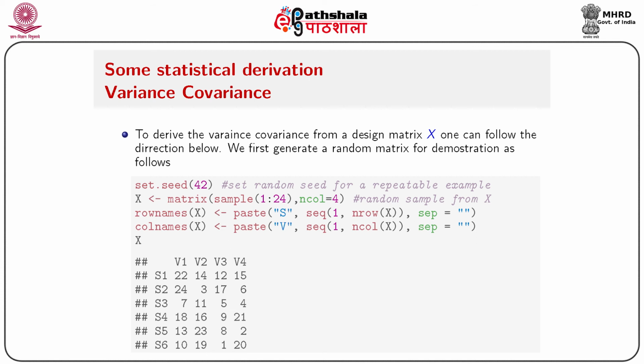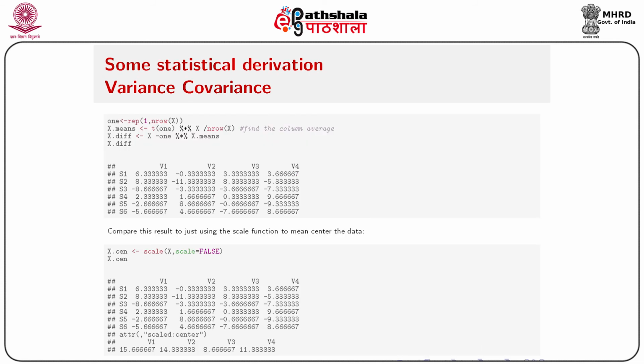So x is a matrix of order 6 by 4. Now, to get the variance-covariance matrix, we first assign a one vector, that is, replicate 1 (rep(1)) in the number of rows of x. Then x.mean equals, this is the way we calculated earlier, the transpose of the 1 vector, matrix multiplication with x, divided by n, the number of rows of x. And then x.diff is x minus the 1 vector multiplication x.mean. That will give you x.diff.